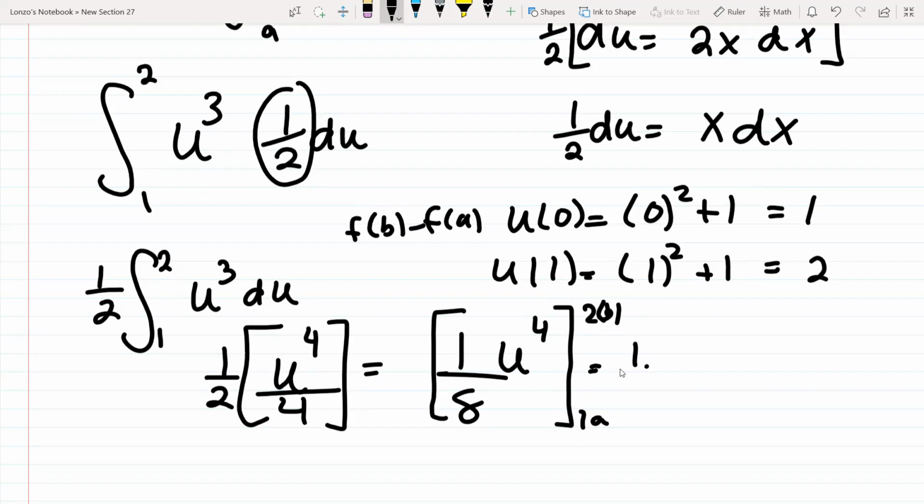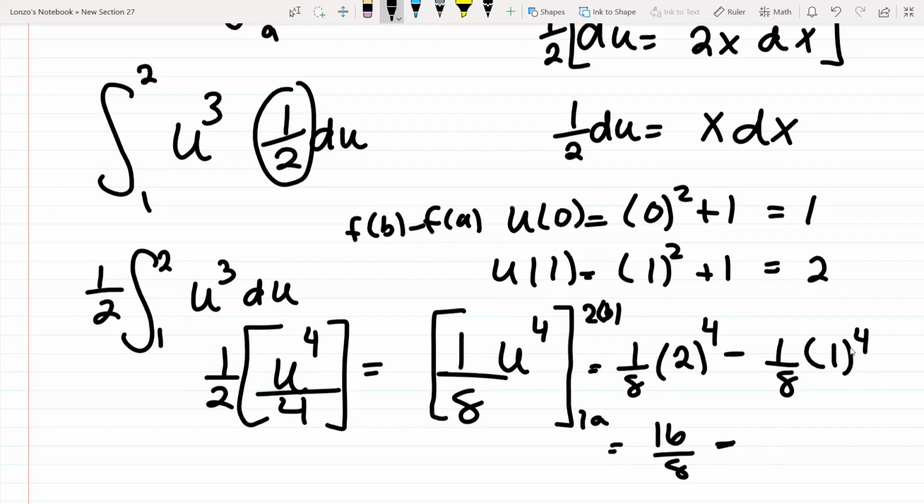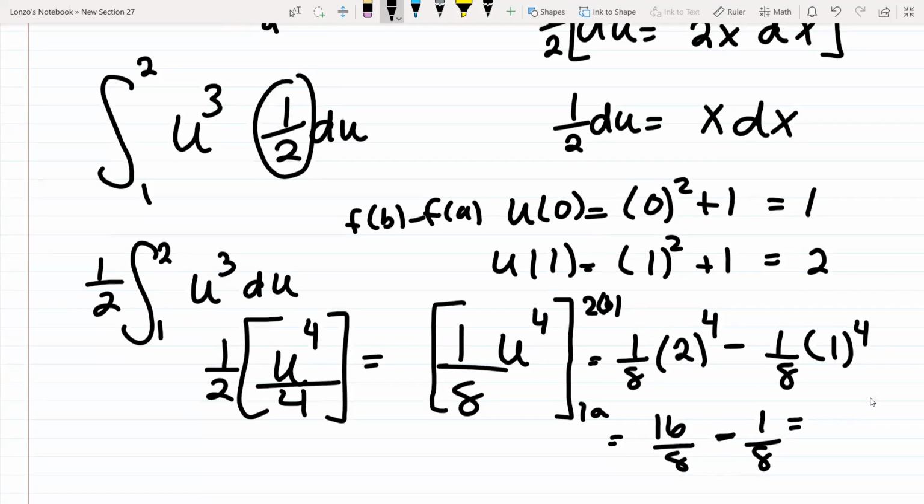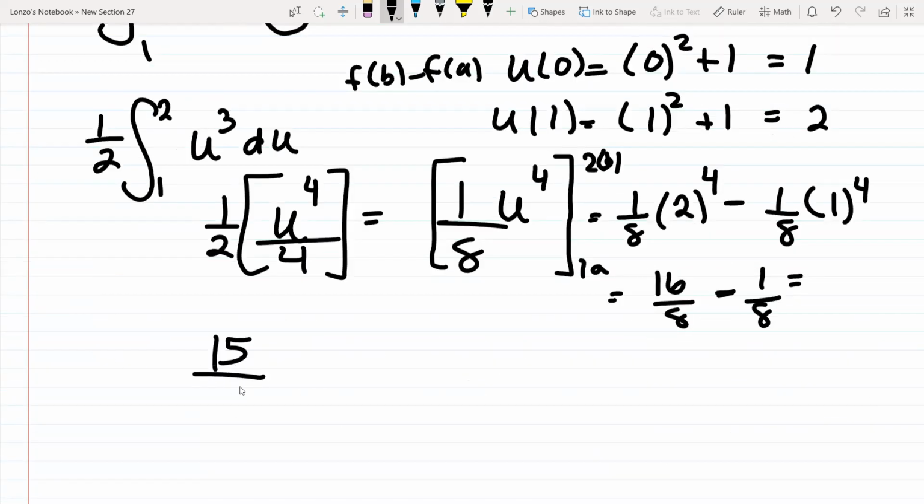So it's going to be 1/2, and then you're going to replace u with your new upper boundary, which is 2 to the 4th minus 1/8 to the 1 to the 4th. Okay. So what is 2 to the 4th? It is 16. So that's like 16 over 8 minus, what is 1 to the 4th? 1 times 1, so that's 1/8. So 16 minus 1 is 15/8. So your final answer is 15/8.